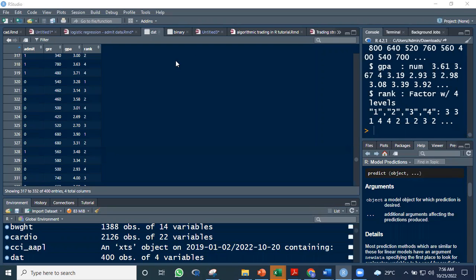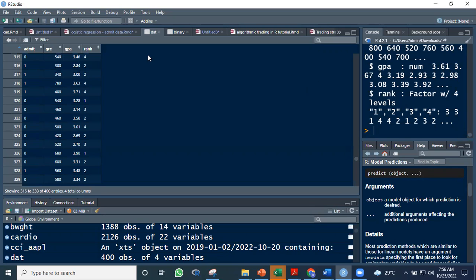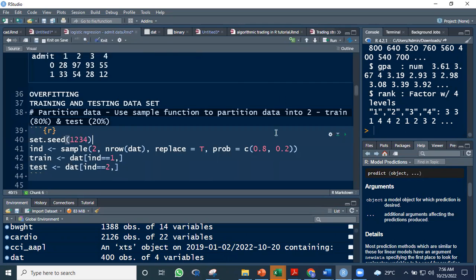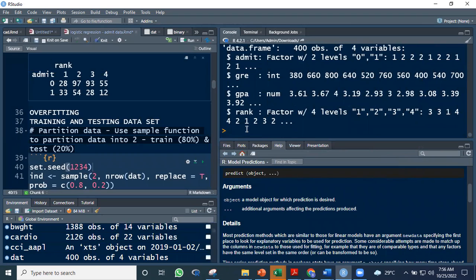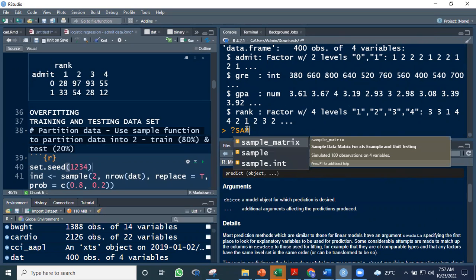Okay, thank you. So there has to be a way for us to randomly arrange the data. Okay, and how do we do that? We can use the sample function. So let's first see ano bang ginagawa nitong sample na to. Question mark. Sample. Oops. All caps pala.